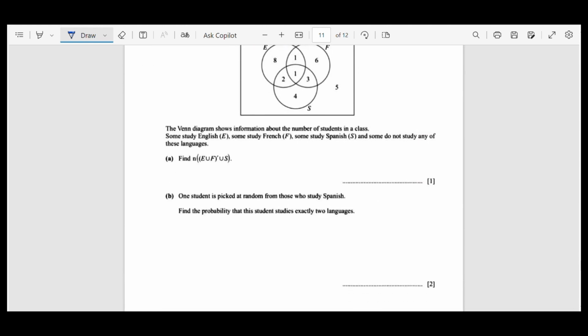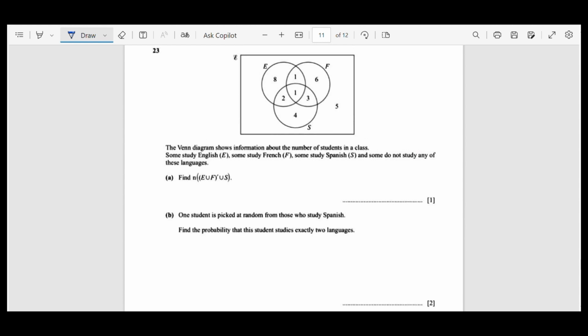Next is question number 23. The Venn diagram shows the information about the number of students in a class. Some study English, some study French, some Spanish, and some do not study any of the languages. Find the number of elements in (E union F) complement union S.